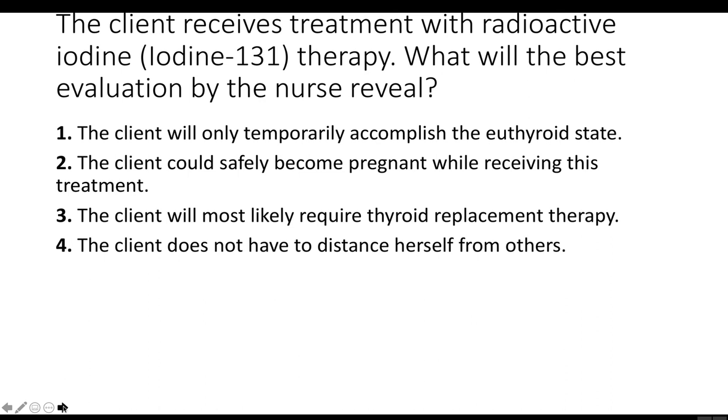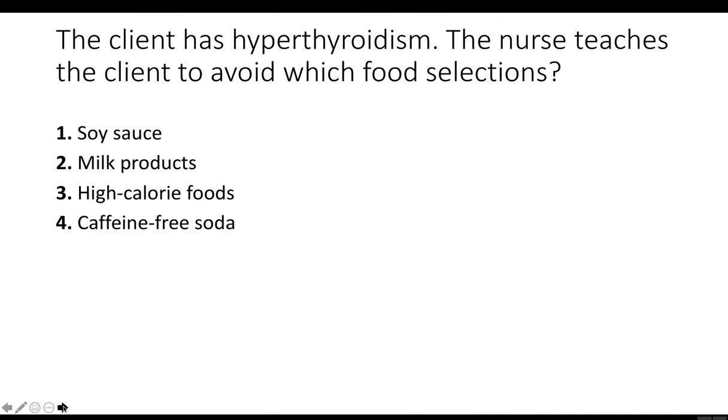This one, the answer is 3. Clients treated with radioactive iodine therapy often end up with hypothyroidism and require replacement therapy. Treatment with radioactive iodine usually results in a permanent euthyroid, so thyroid isn't functioning state. This therapy is contraindicated in pregnant patients. Physical distancing is necessary for others to prevent exposure to the radiation.